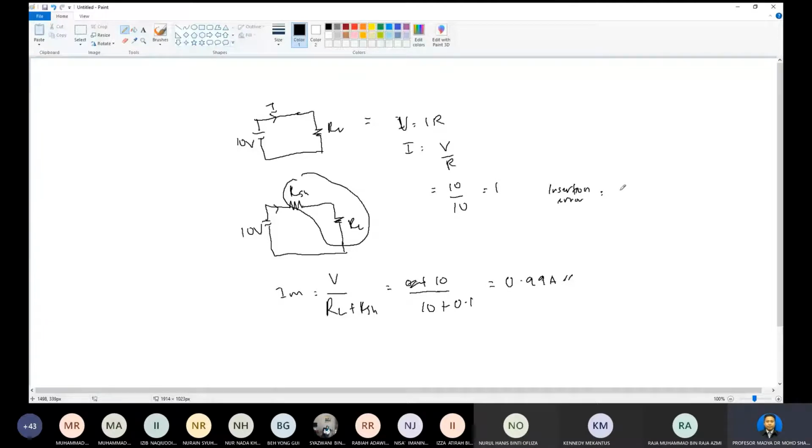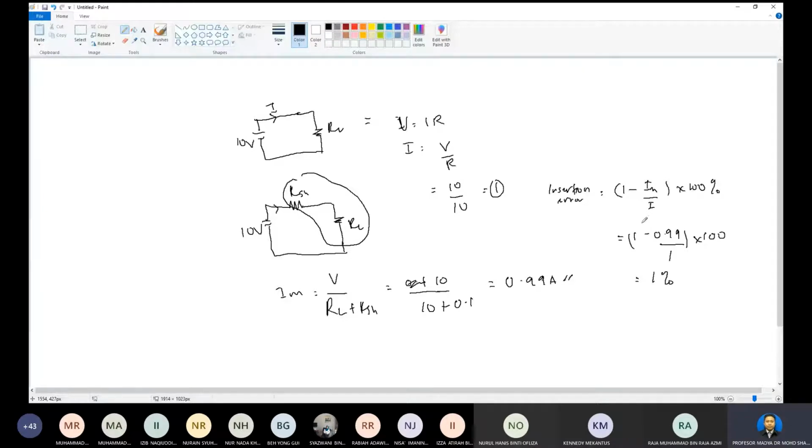Insertion error is 1 minus Im over I, multiplied by 100 for percentage. So 1 minus 0.99 over the I already calculated, multiplied by 100. The answer will be 1%, almost 1%, 0.99%, equivalent to 1%. That is for A, where Rs equals 0.1 ohms.